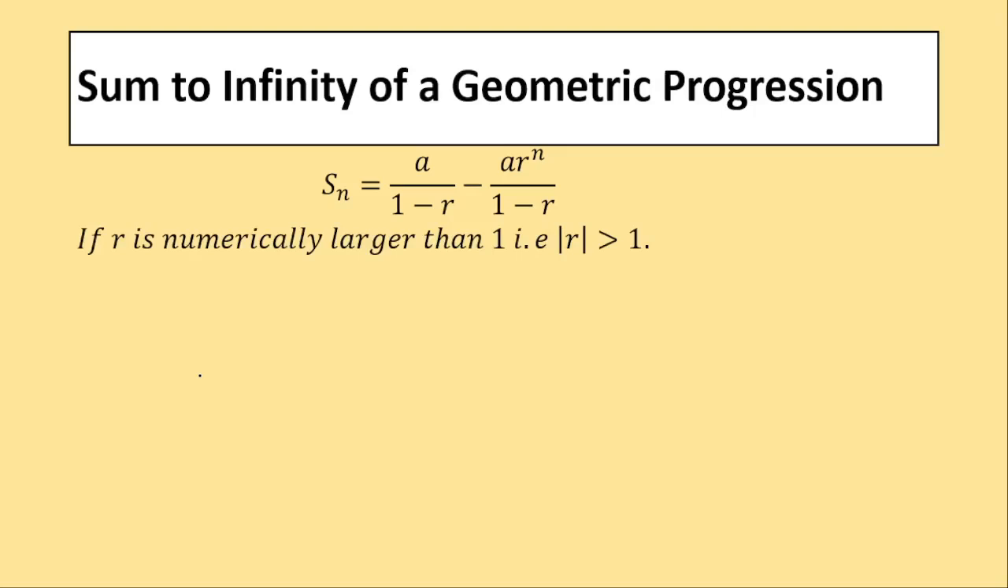Condition number 1. If r is numerically larger than 1, if the absolute value of the common ratio is greater than 1, we are going to have a situation where r raised to the power n tends towards infinity as n tends towards infinity. As n gets larger and larger, r raised to the power n will also become larger and larger.